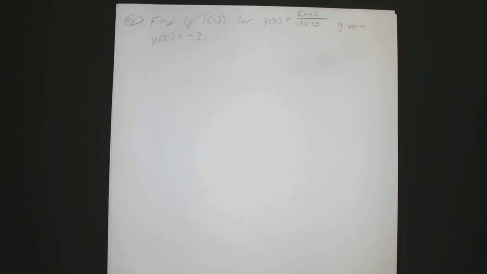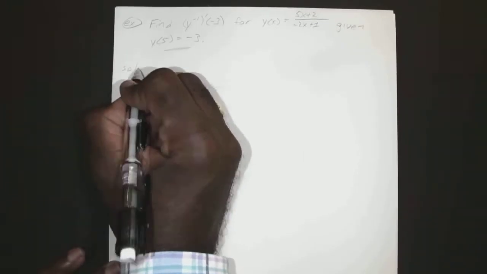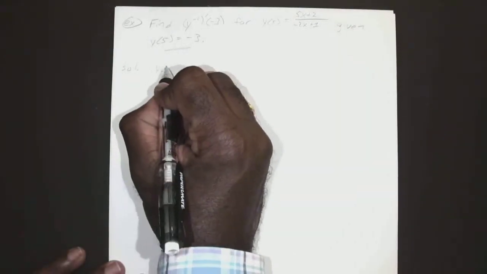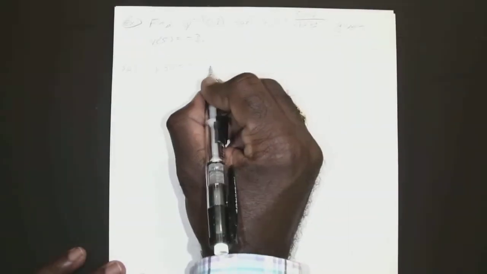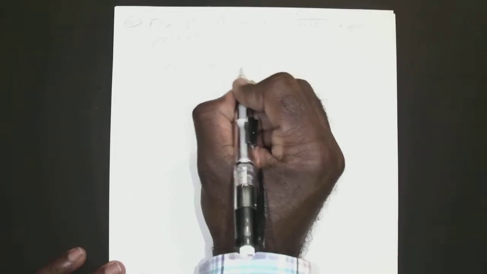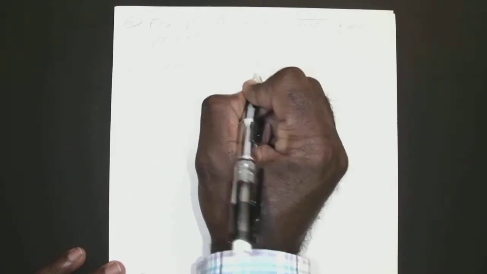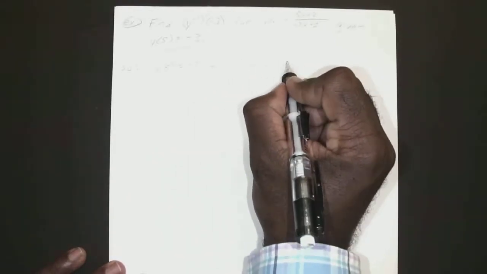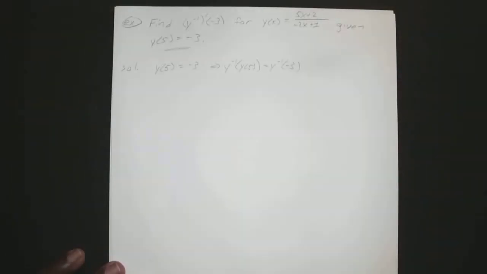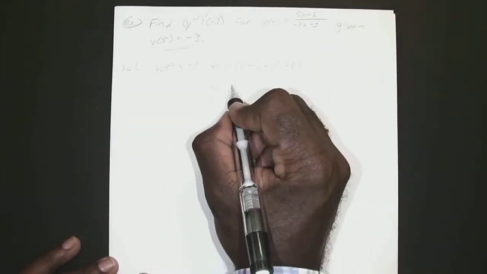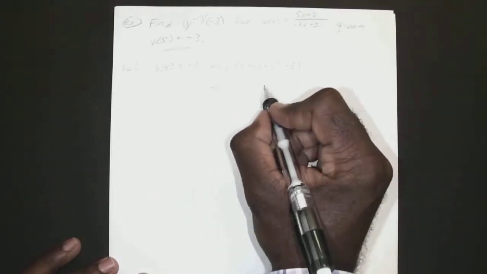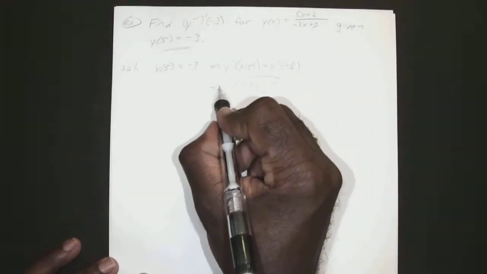Just like before, we're going to start with what we were given. y of 5 equals -3. Apply y inverse to both sides, so y inverse of y of 5 equals y inverse of -3. And we know the function and the inverse cancel each other out, so y inverse of -3 is equal to 5.